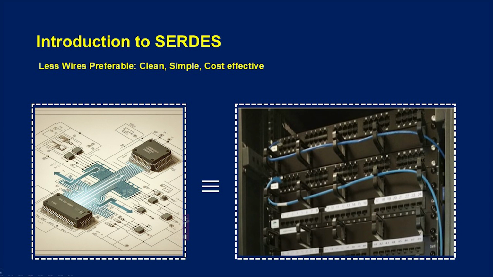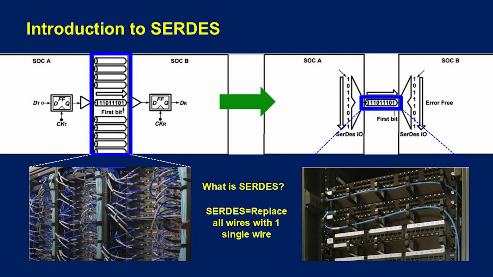So what is the point here? The point here is, once we have everything in parallel, the data is transferring in parallel. What we have done is, we have taken all the parallel data and put it into a single line. That means we are making the parallel things into serial. That is called parallel to serial conversion, right. So from there we are talking about Serdes. Serdes means replacing all wires with one single wire.